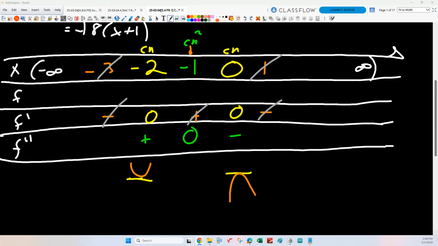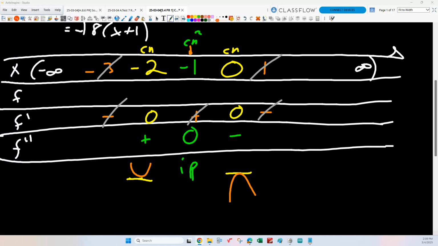What can you tell me about this point at -1? My critical number of the second derivative, the place where the second derivative was 0. What's going on there? It's an inflection point, because it's a transition in sign for the second derivative. So look at that. We got all that information with no test points.